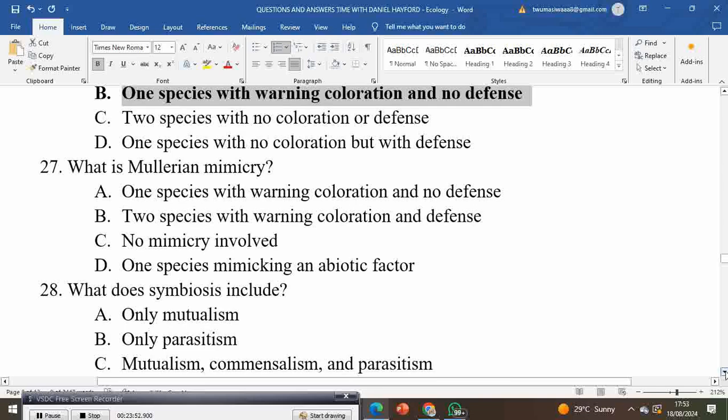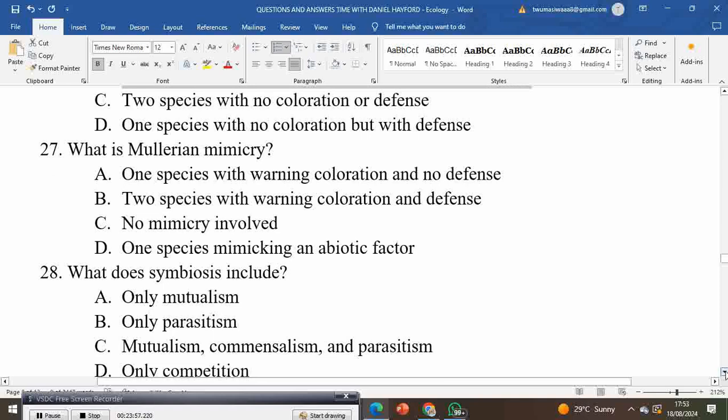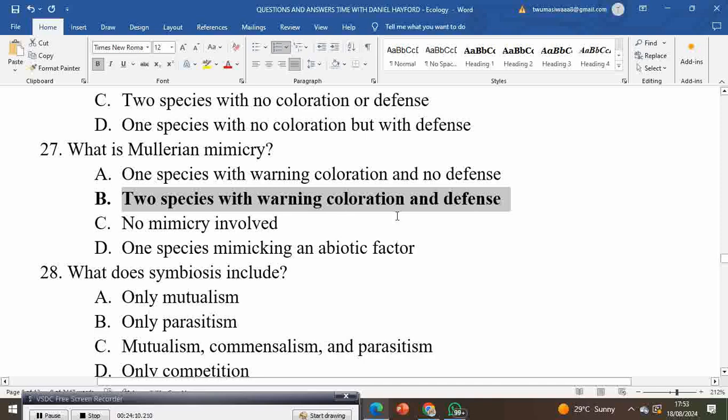Now, what about Mullerian mimicry? What is Mullerian mimicry? The options are A, one species with one coloration and no defense, B, two species with one coloration and defense, C, no mimicry involved, D, one species mimicking an abiotic factor. So your best option should be B, two species with one coloration and defense.